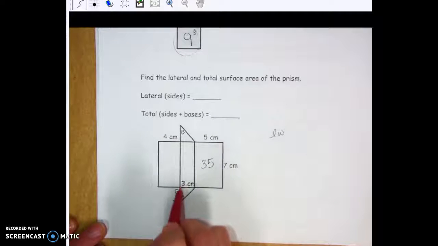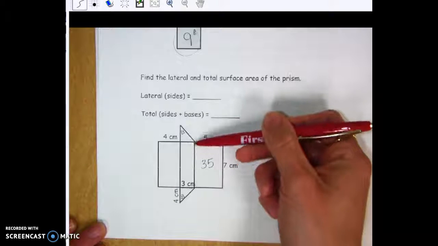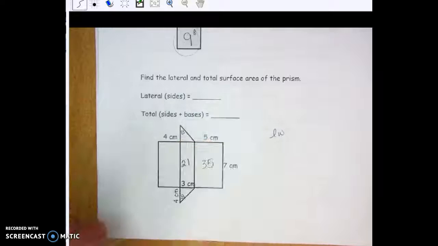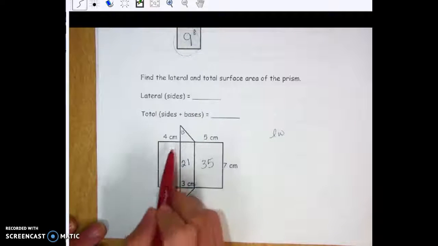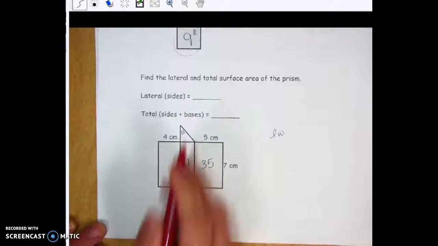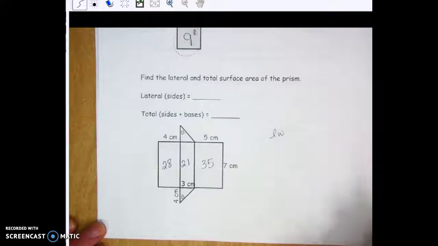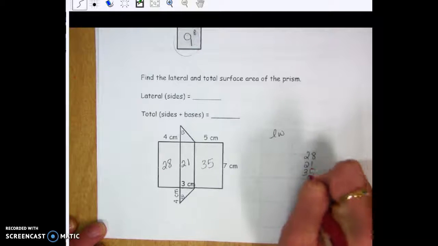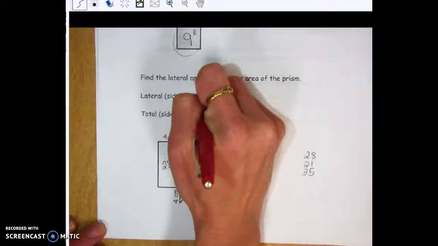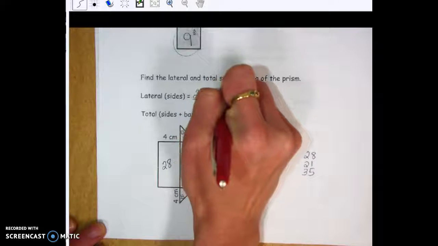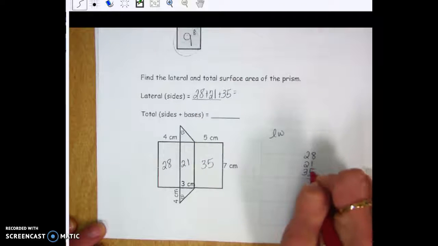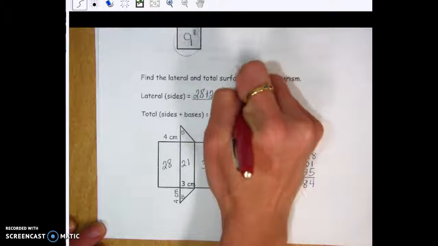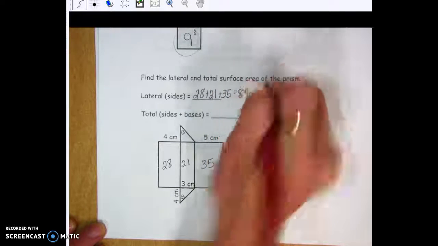Okay, this middle one, it's 3, and then we look at how long it is, it's going to be 7, so 3 by 7 would be 21. Then we're going to look at this one. This one is 4 by 7, so that would be 28. So now I'm going to add all those together, 28, 21, and 35. So the lateral is 28 plus 21 plus 35. So that would be 84 centimeters squared.